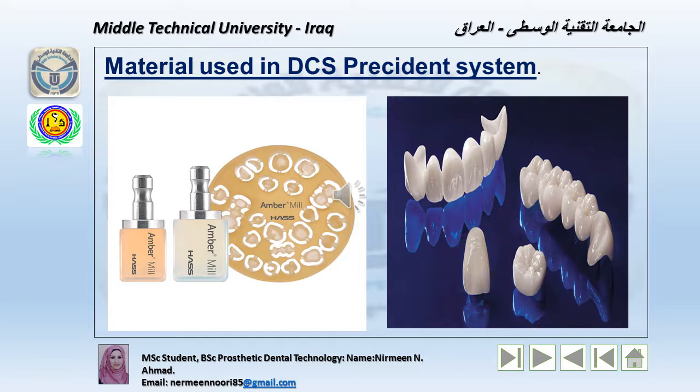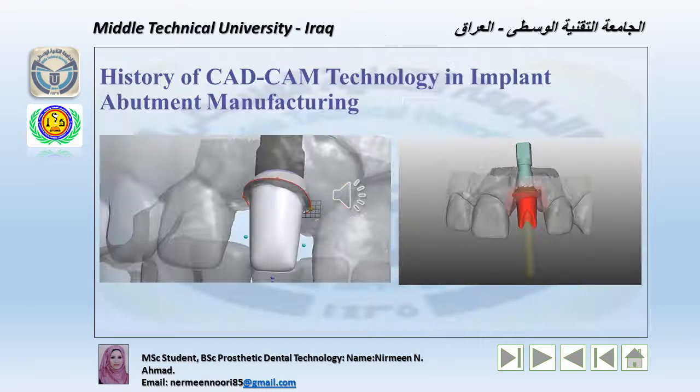The figure on this slide shows the restorative materials used in the DCS Precident system. These materials include in-ceram aluminum oxide, in-ceram zirconia, zirconium oxide, partially sintered zirconia, and fully sintered zirconia. Indication: crown and bridge. Cementation: self-cured adhesive cement and conventional cement.